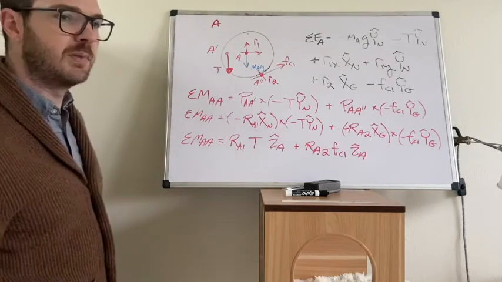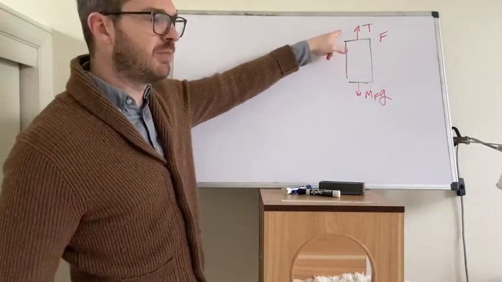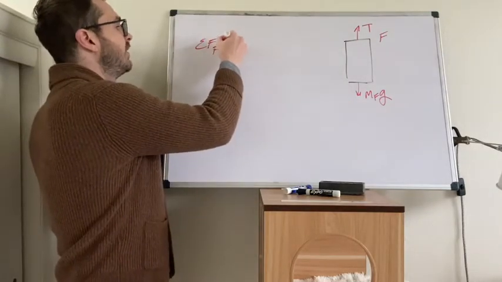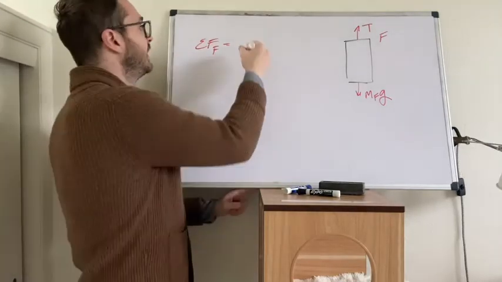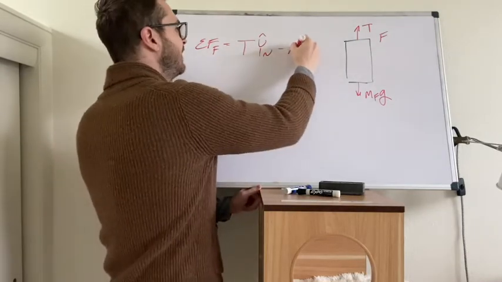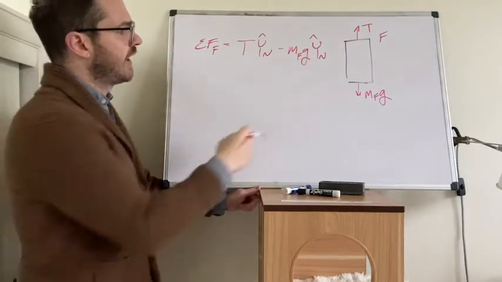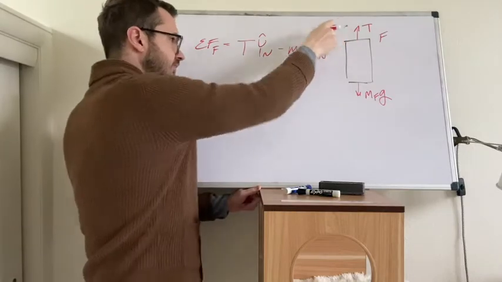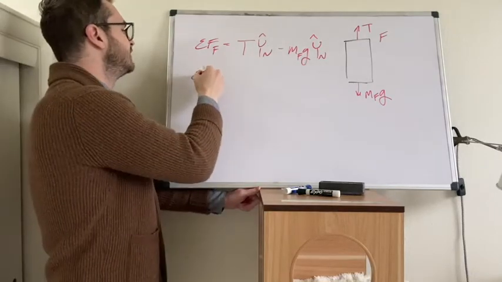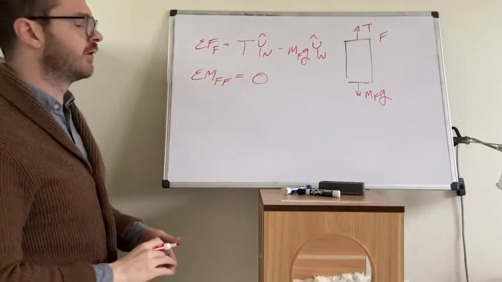Let's move on to the next body. Body F, all it is, it's a block moving up and down. Tension in the cable, and then gravity acting on it. Sum of forces on body F, we only have these two. Tension is acting in the positive y hat n, gravity is acting in the negative. Gravity, of course, acts through center of mass. And the tension is acting on a line passing through the center of mass. So, really by observation, we can claim that the sum of moments on F about F are 0.